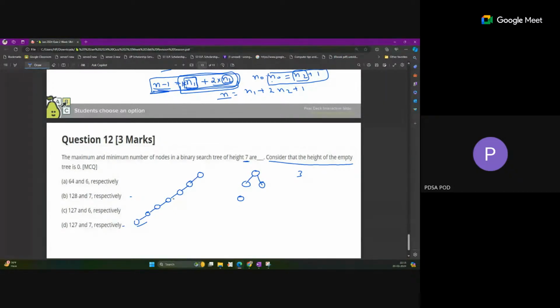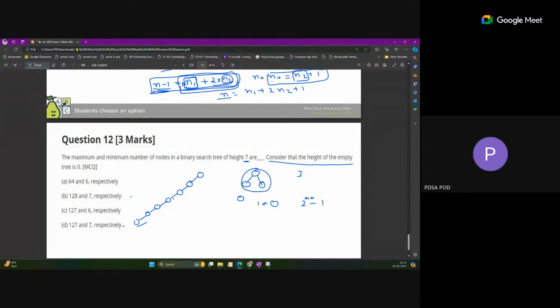For the maximum, you have to apply the formula. You can create a formula by looking at smaller examples. Here, if you have only a single node, height is 1. So 2 to the power h, and outside, minus 1, like overall minus 1. 2 to the power h, minus 1.